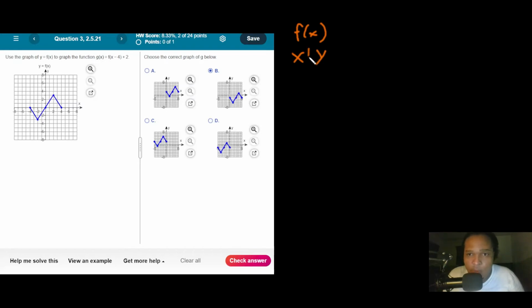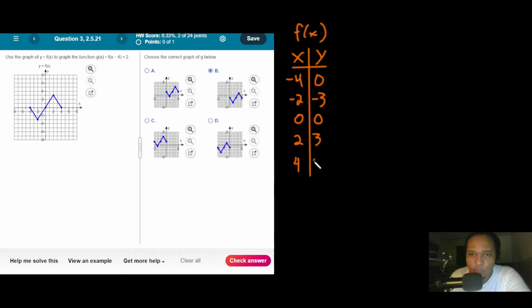So we're going to make a little xy table. And let's get the points. So we have -4, 0. We have -2, -3. Take your time to get all of these points. We have 0, 0. We have 2, +3. And then we have 4, 0. This is our f of x.